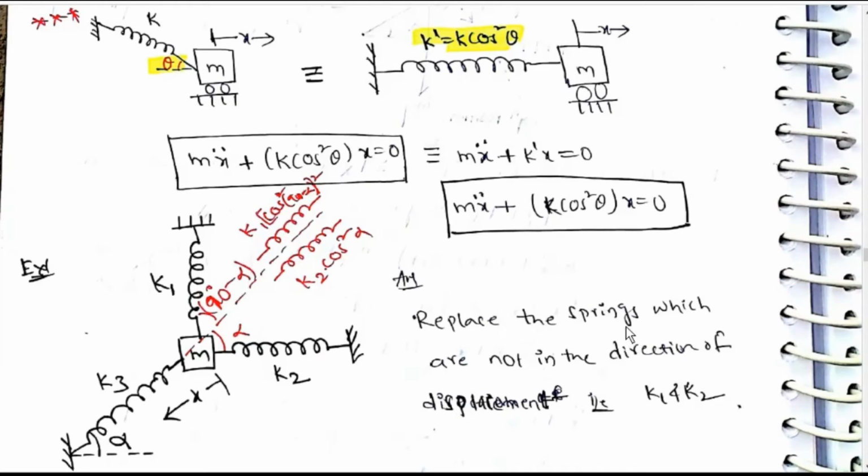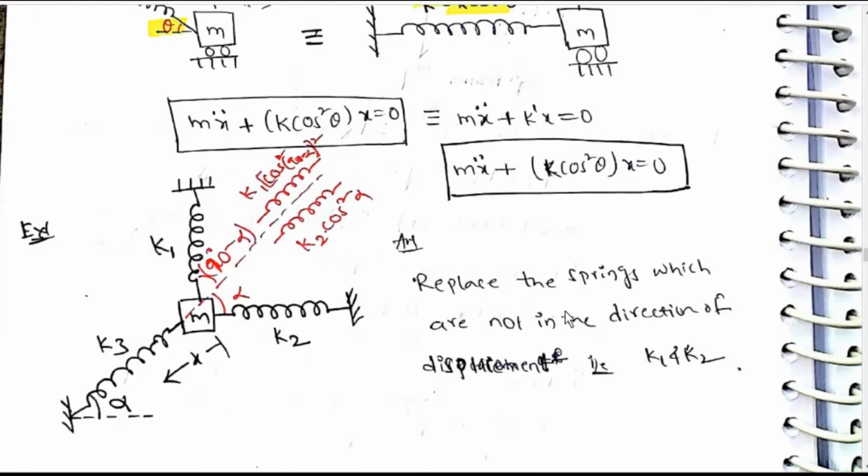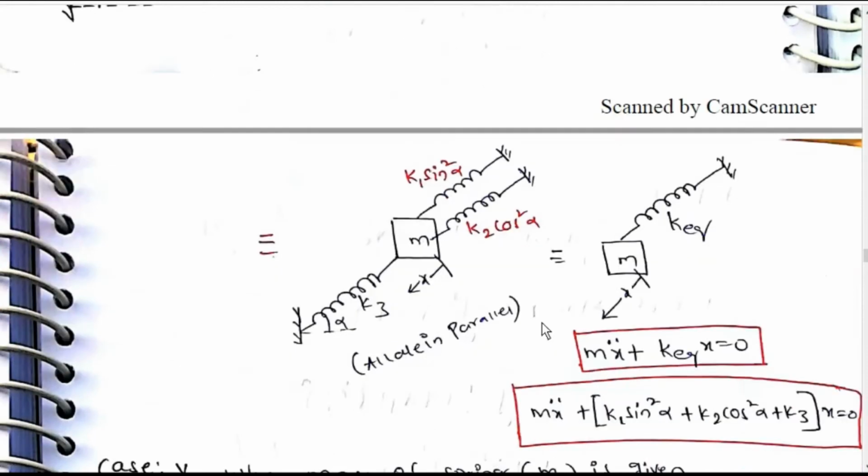Replace the springs like this, with k cos square theta. Replace springs which are not in the direction of displacement, that is k1 and k2. X is in this direction, so k2 cos square alpha, and we can verify k1 cos square of 90 minus alpha, and we can write it in that direction itself.